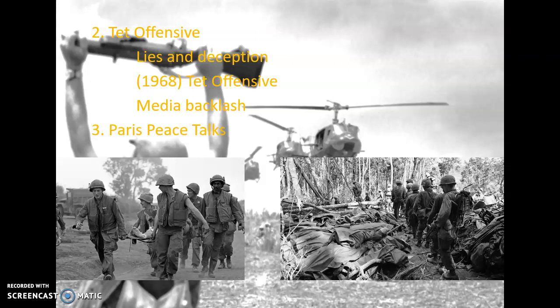Number 3, the Paris peace talks. After Tet, North Vietnam offered to hold peace talks. It began with a heated discussion over the critical topic of what shape the table should be. The U.S. wanted out, but wanted to preserve South Vietnam's independence. North Vietnam wanted to reunite with South Vietnam under a communist government. The talks droned on for 5 years as the casualties mounted.